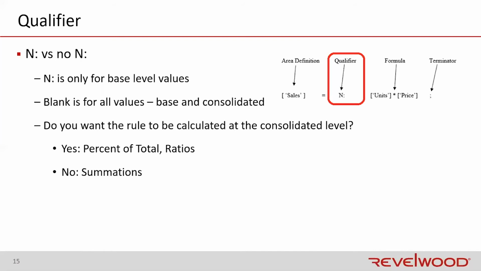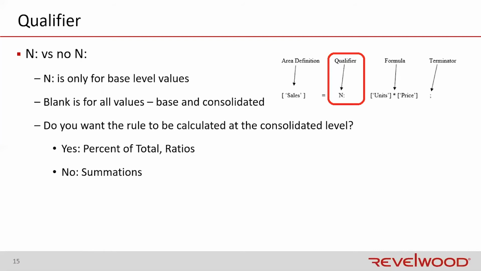And I said, yeah, I guess you could say four kinds because you can also write it without a qualifier itself. Not putting a qualifier is the equivalent of saying use every possible combination. And that's where you want to think through what the qualifier is. Okay. The N is only for the base level values, but the blank is for everything. Do you truly want this to apply at every level or not?